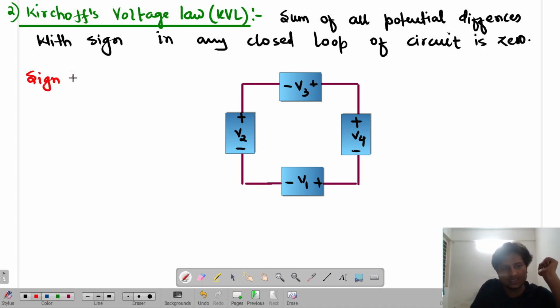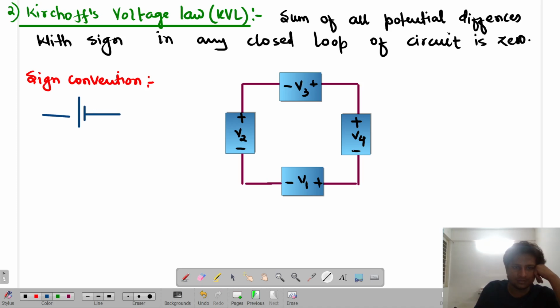So let us first establish our sign convention. Sign convention is based on 2 ways, right? The first one is the selection of your battery, how you are considering your battery. So let's suppose I have a battery. And then I have the sign convention based on my resistor. So there are 2 sign conventions: sign convention of the battery and sign convention of the resistor. Is that clear?